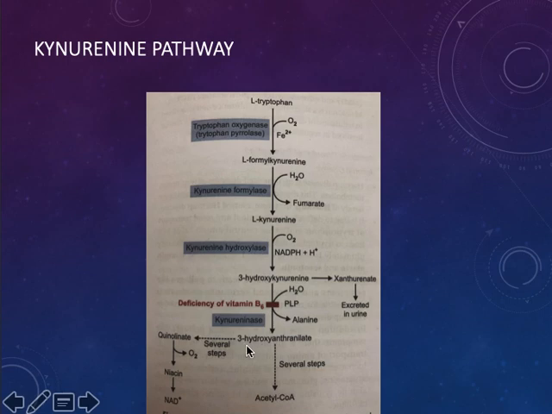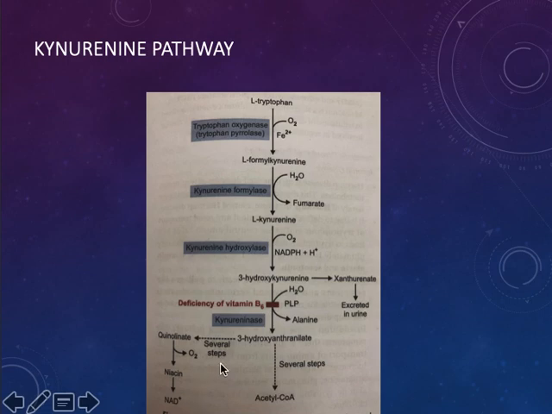Now this 3-hydroxyanthranilate that is formed by kynurenase enzyme gets converted by several steps to form acetyl CoA, and acetyl CoA enters into the ketogenic pathway. Also, 3-hydroxyanthranilate, by several steps, gets converted to quinolinate, and this on oxidation gives niacin and leads to the synthesis of the coenzyme, that is NAD.